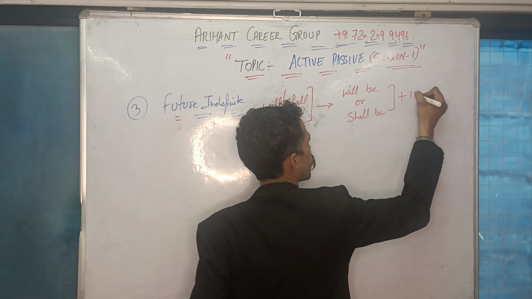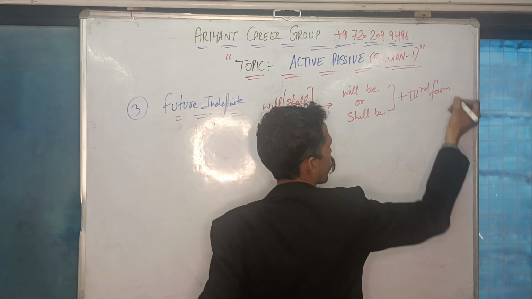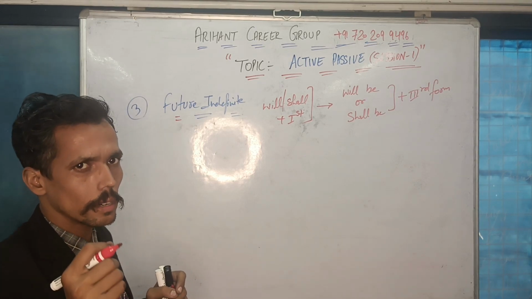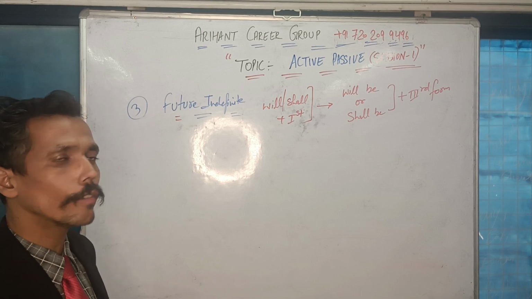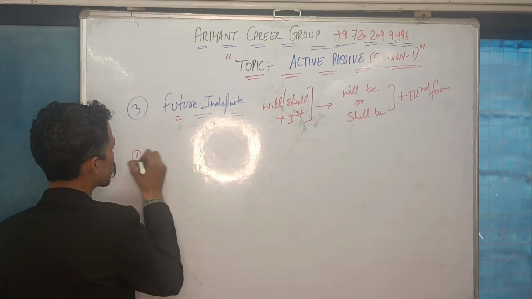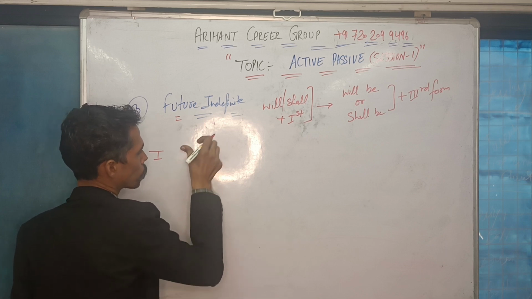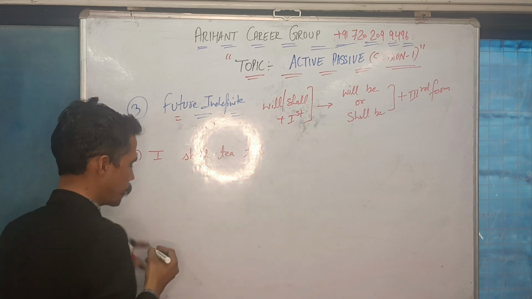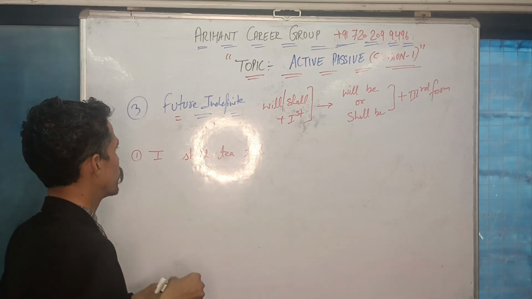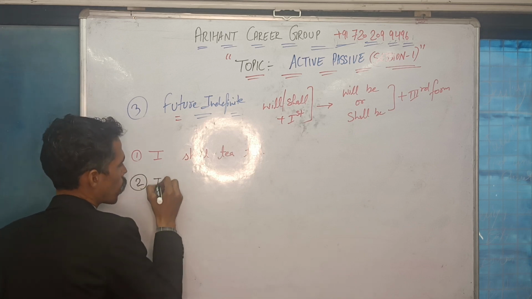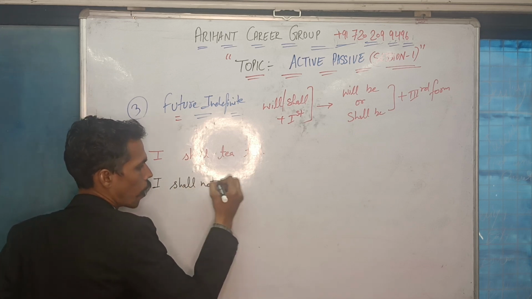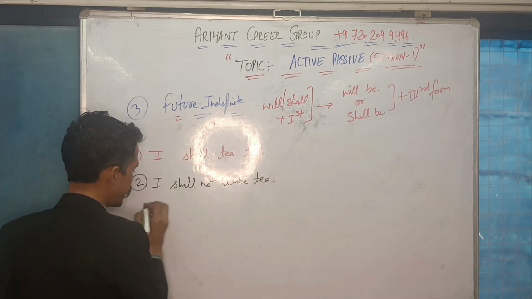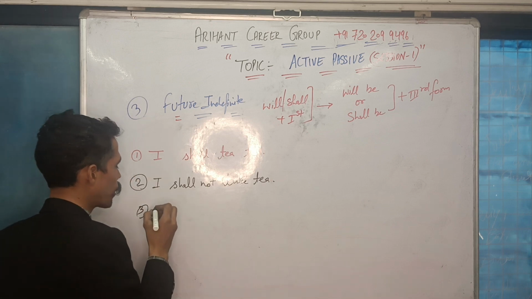But you will be writing the third form only because you are supposed to use the third form in voice, irrespective of the rule. It is mandatory for you to write the third form in each answer while attempting or solving such exercises of active passive. The first sentence here is: I shall take tea. The second sentence here is: I shall not take tea.